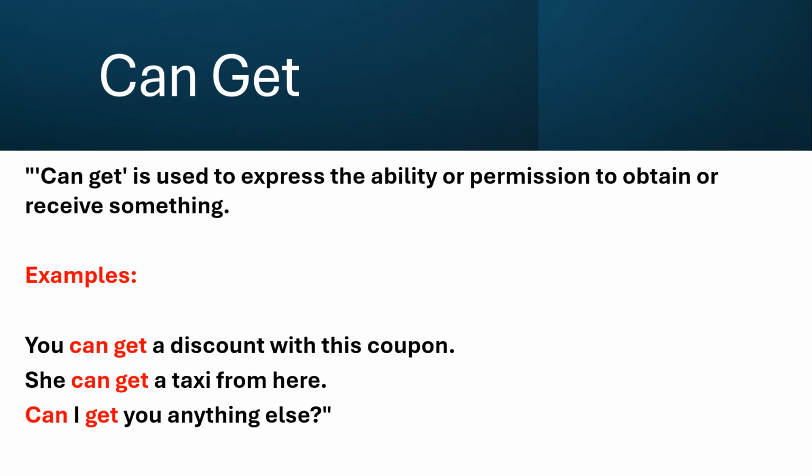Can get. Can get is used to express the ability or permission to obtain or receive something. For example, you can get a discount with this coupon. She can get a taxi from here. Can I get you anything else?